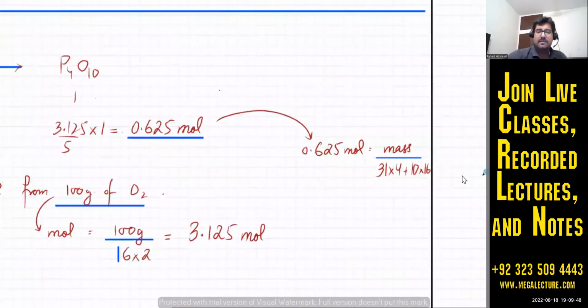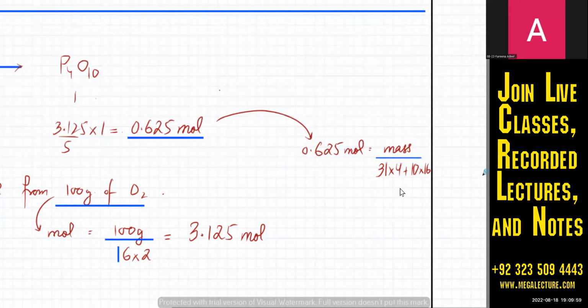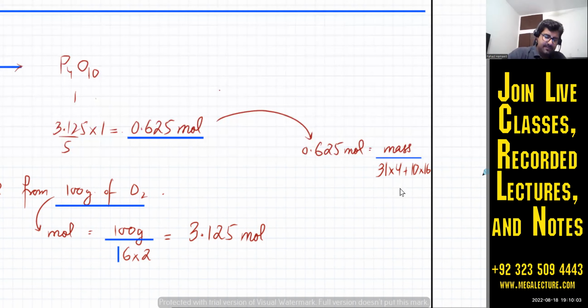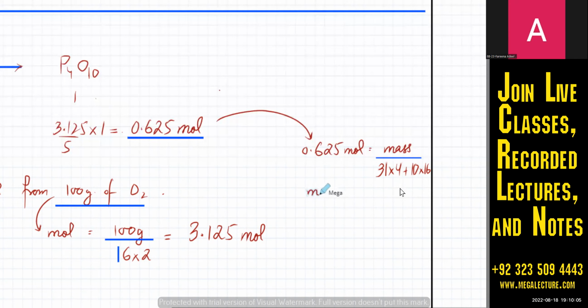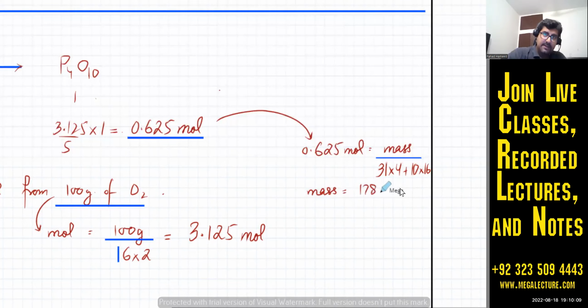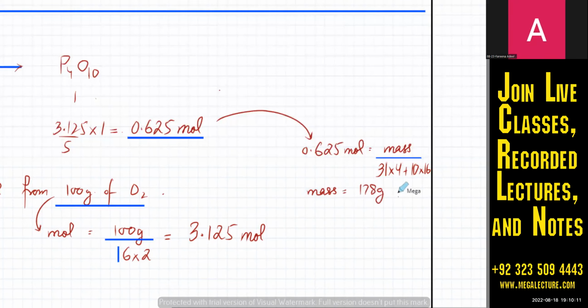So tell me the answer. What do you get for that? So it's 160 plus I think 124, 284. The answer is 178. Yes, grams. So the mass comes out to be 178, rounded. It comes out to be 178 grams.